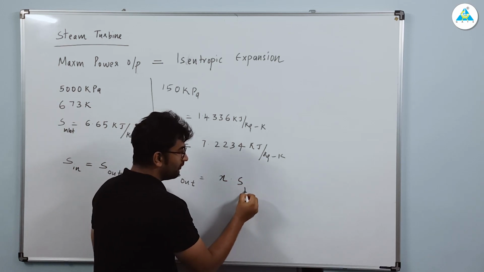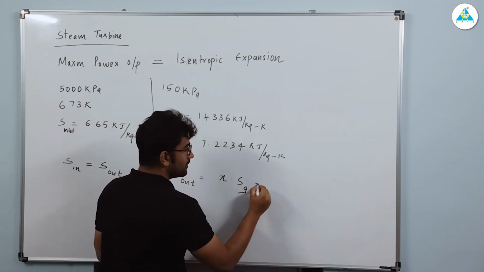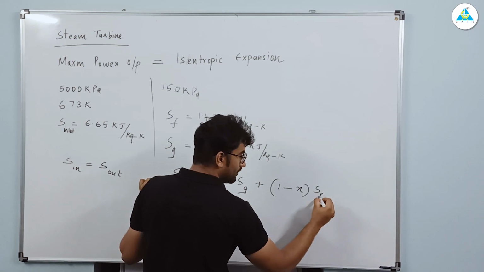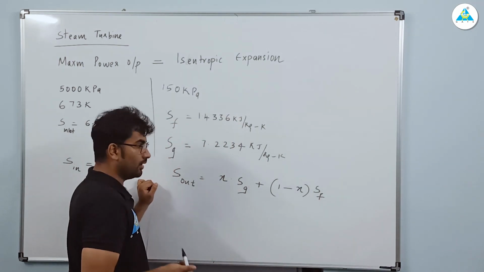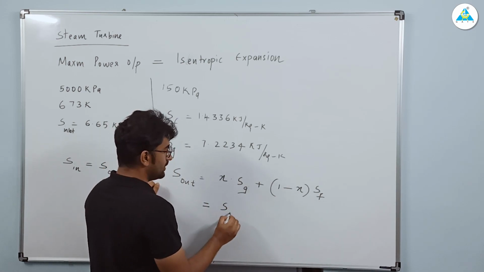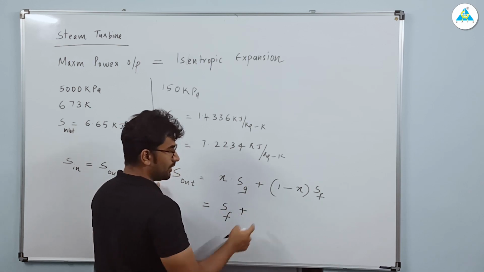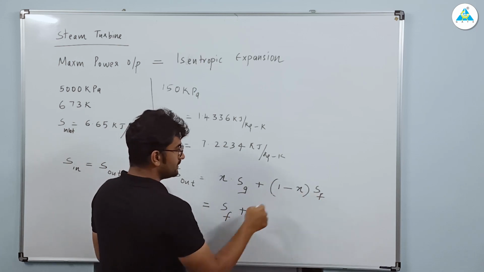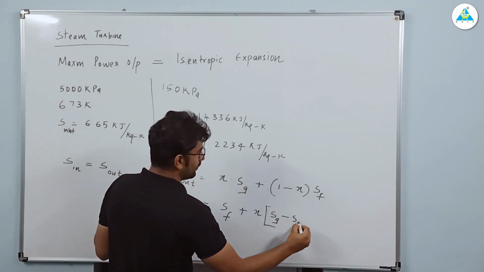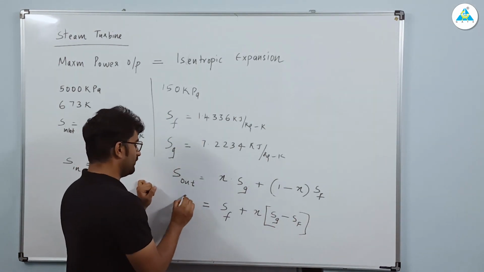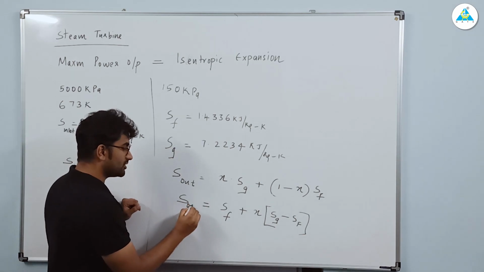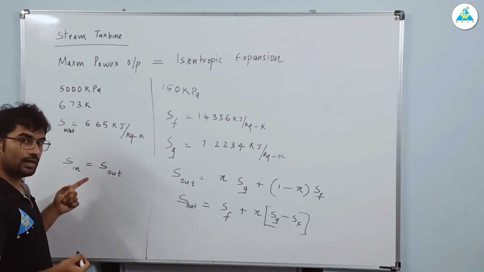Quality times the entropy of vapor, which I denote by G, plus (1 minus x) times the entropy of liquid, which I represent by F. Now if I expand this, it is the entropy of the fluid plus x times (entropy of the gas minus entropy of the fluid). This will be the equation of entropy.